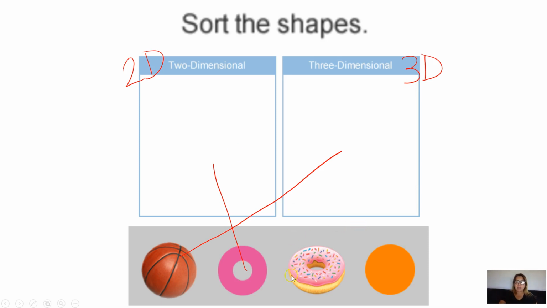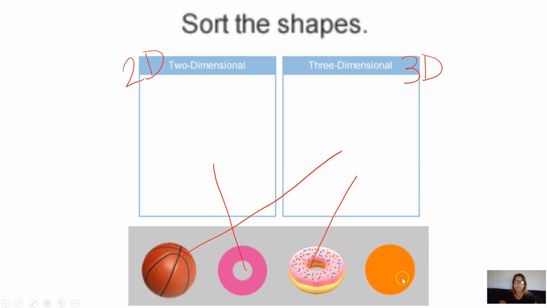The next thing that we see here is a delicious donut. Okay, can we hold a donut in our hand? Yes, we can. Probably not for too long because we'll probably eat it, right? But we can hold it in our hand. So it's not a flat shape. So therefore it is a three-dimensional object.